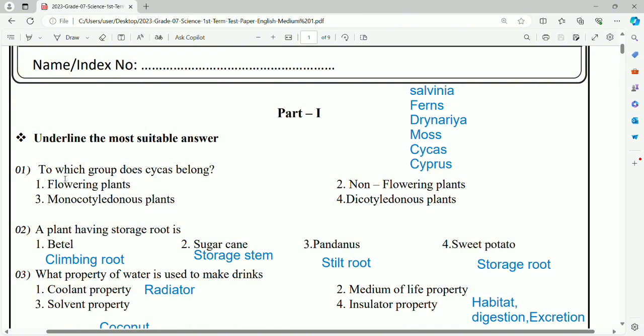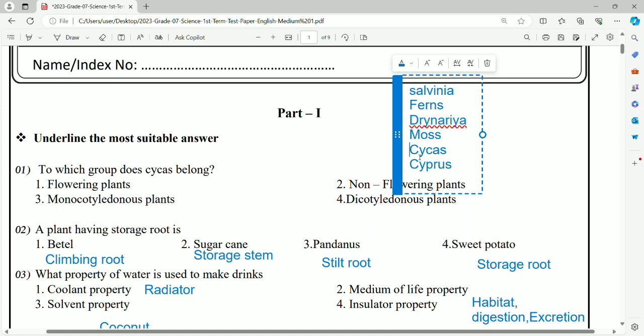So, all the plants can be divided into two: flowering plants and non-flowering plants. There are some non-flowering plants we have to remember: Salvinia, Ferns, Drynaria, Moss, Cycas and Cypress. So, Cycas is a non-flowering plant.